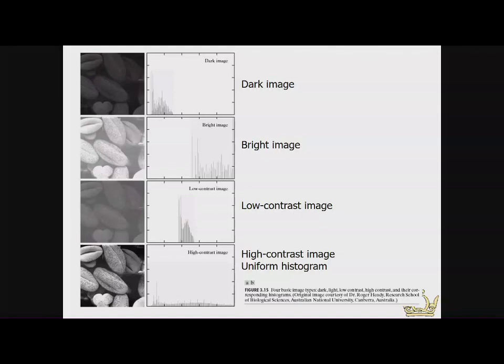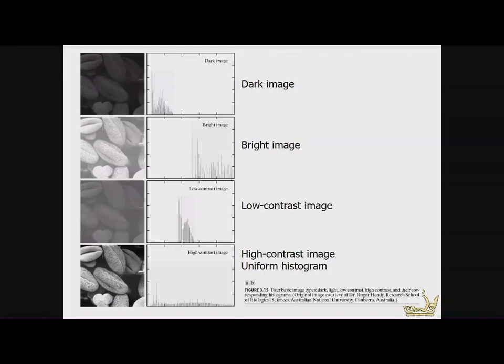And if I have an image like this, with no pixel values in the dark range and only some pixel values appearing in the bright range, then the image is a very bright image. And if I have an image with no pixel values in the dark and no pixel values in the bright, and only some pixels in the middle, this image looks gray, and the contrast is low.